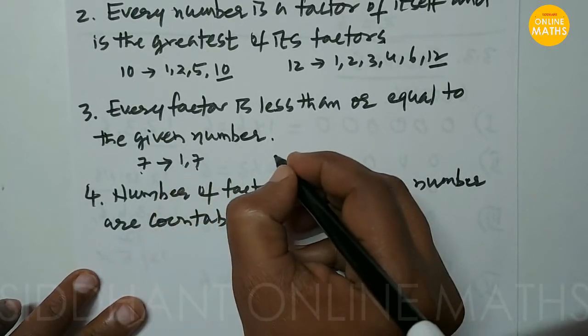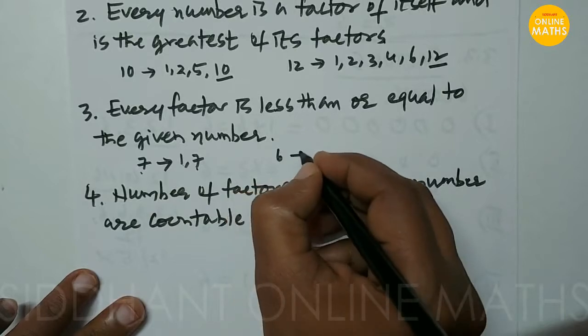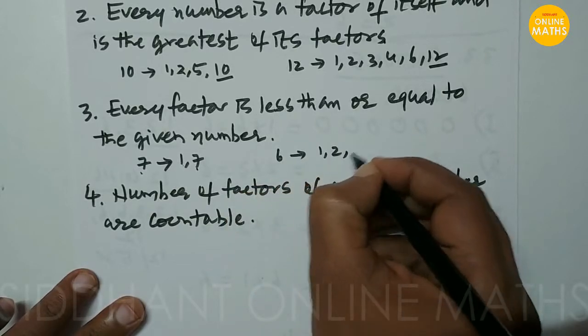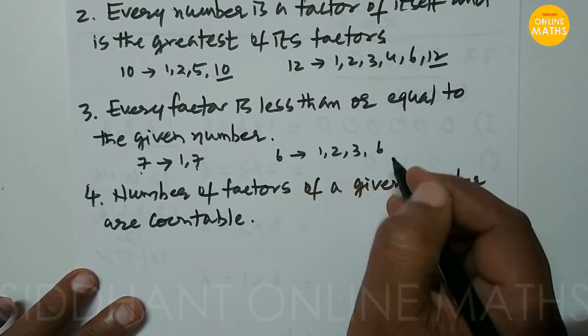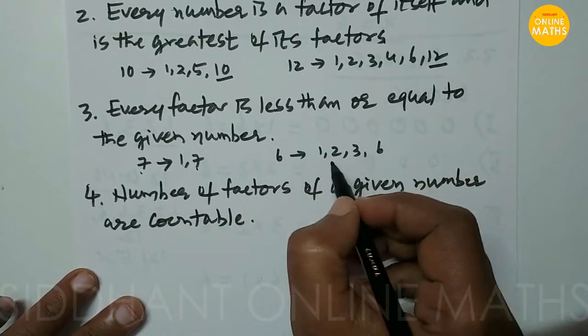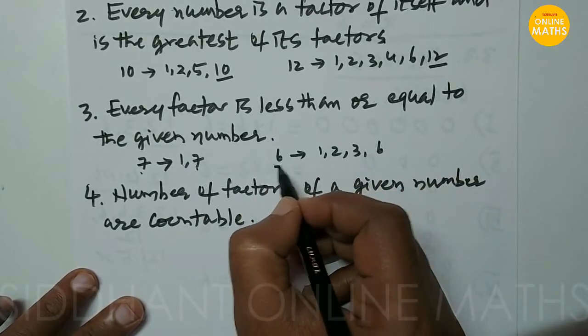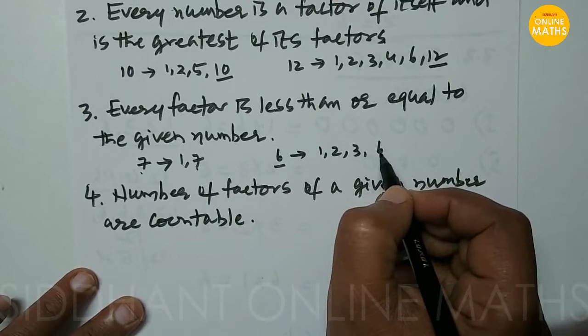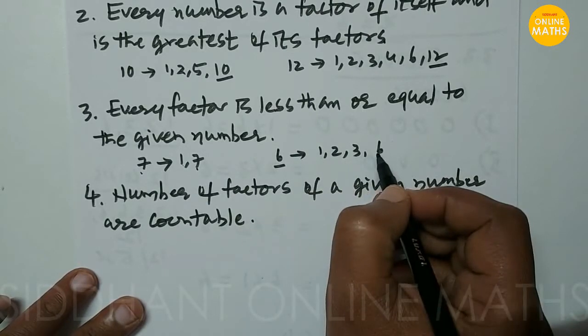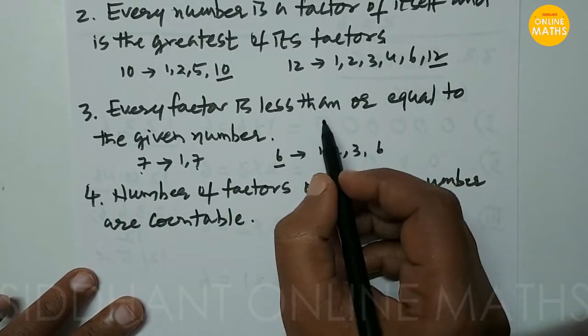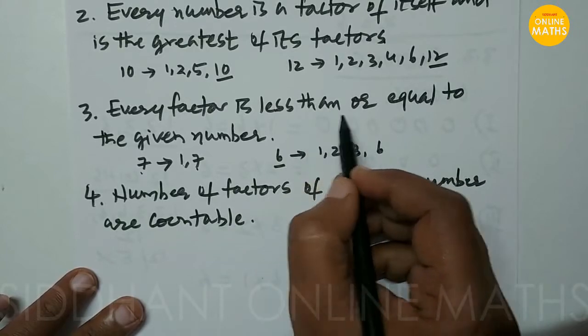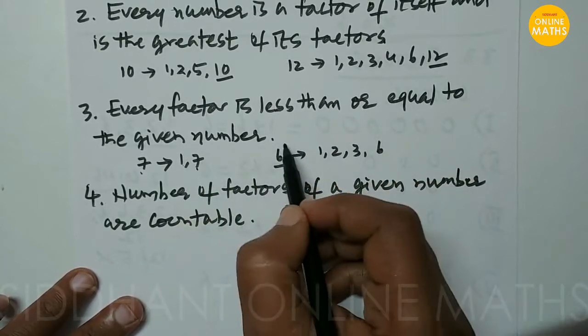So if you take 6 here, we have factors 1, 2, 3 and 6, and here all the factors are less than this given number, and one number will be equal to this given number. So that's why they said every factor is less than or equal to the given number.